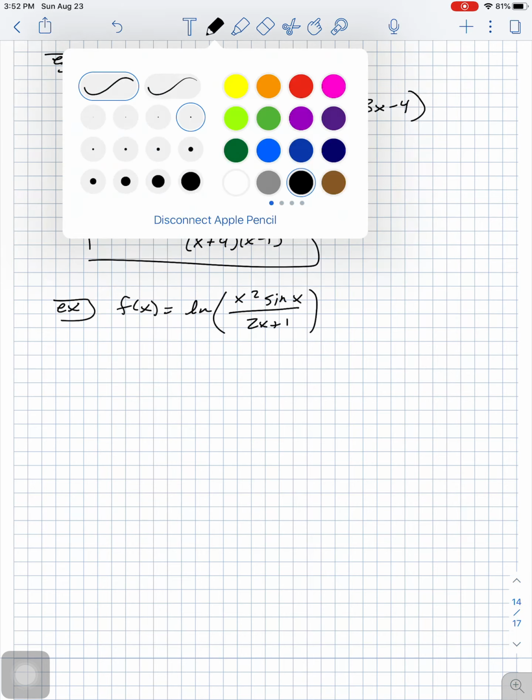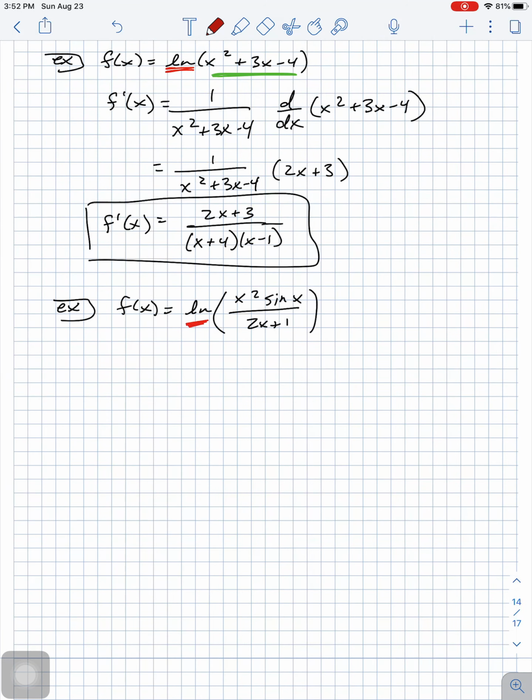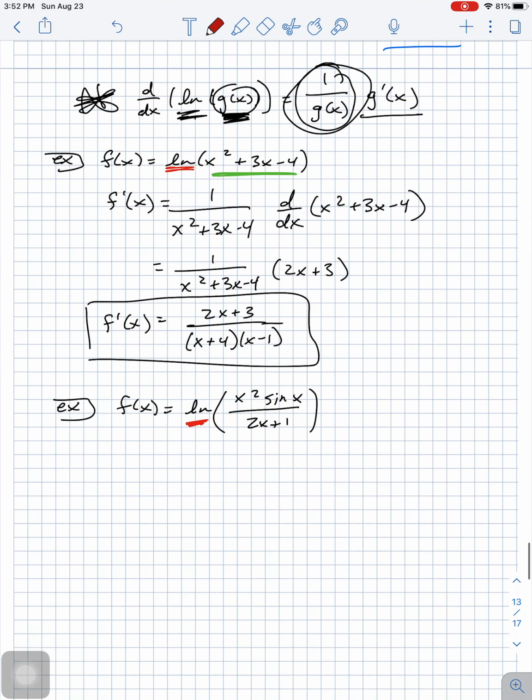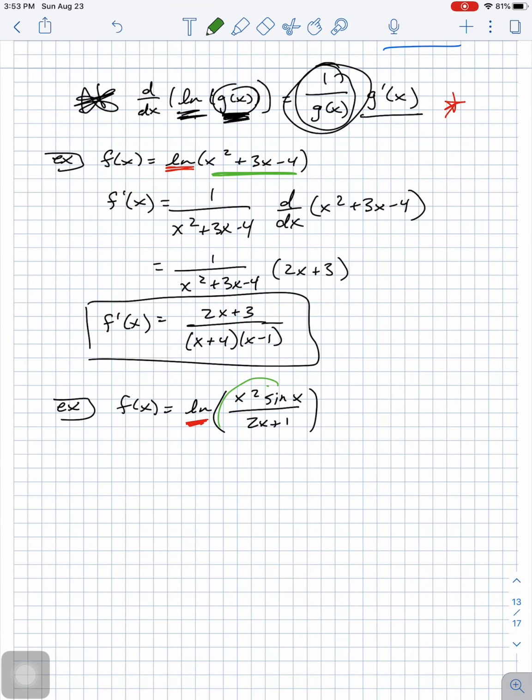Okay, so this one. Again, chain rule. Outside function is natural log, so I know that I'm using this formula up here. The inside function is all of this. So my derivative is going to be 1 over all of that inside function times the derivative of that inside function.